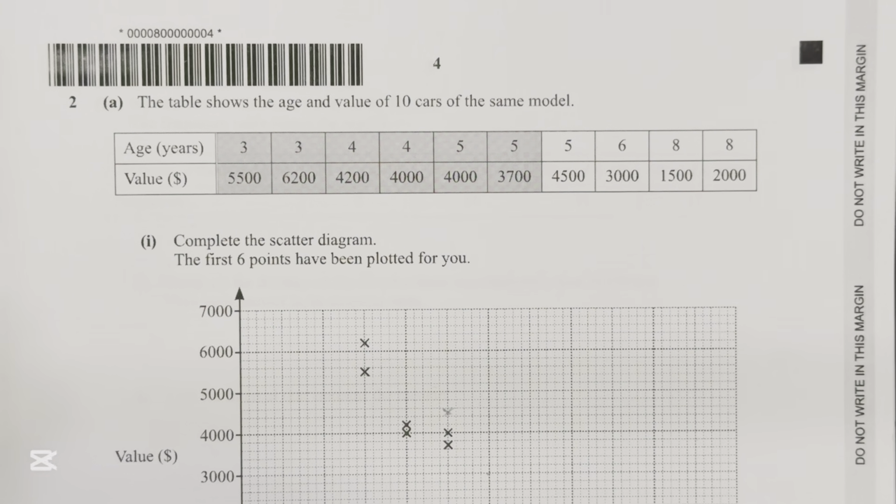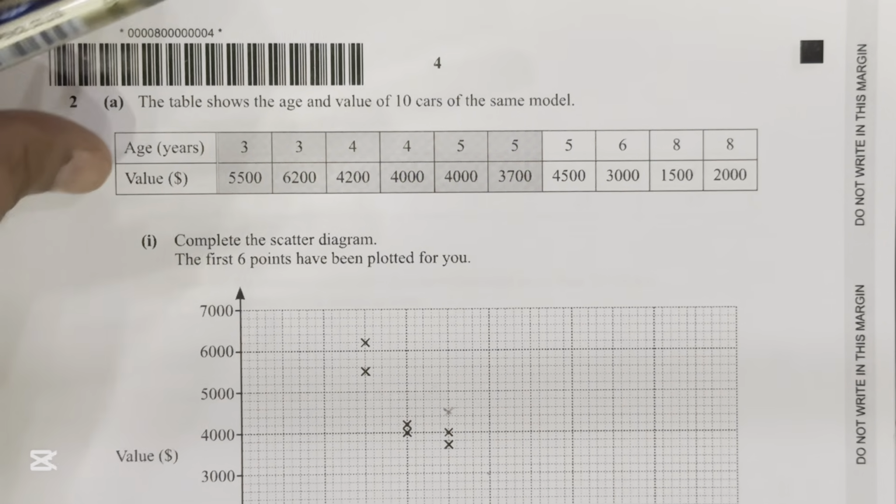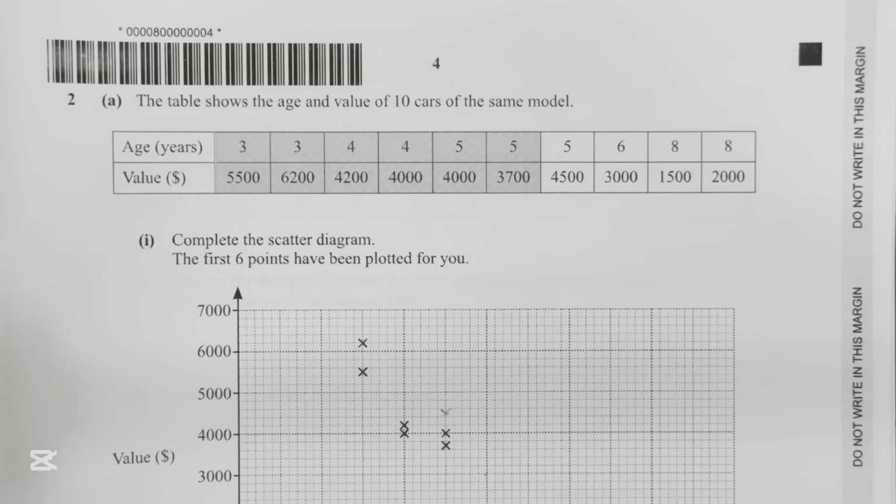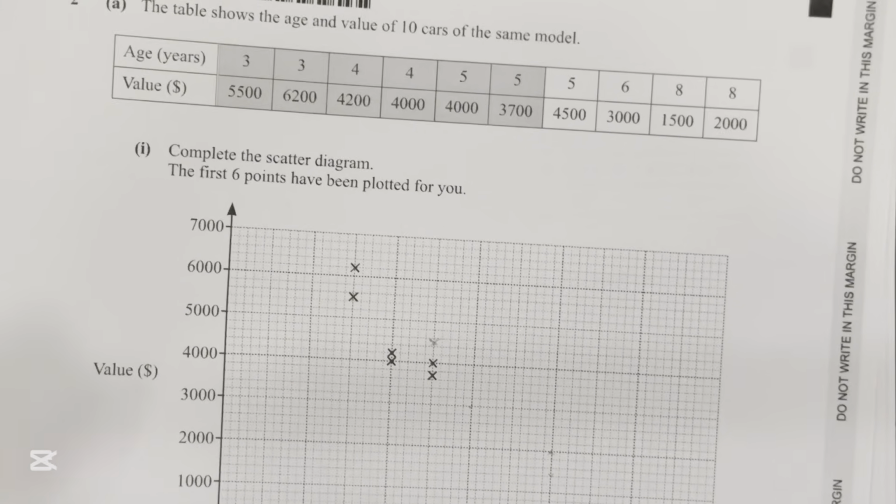Moving to question number 2, that is from the topic of scatter diagram and line diagram. Okay, the table shows the age and the values of the 10 cars of the same model. Okay, complete the scatter diagram. The first 6 points have been plotted for you. We need to plot the next 4 points.